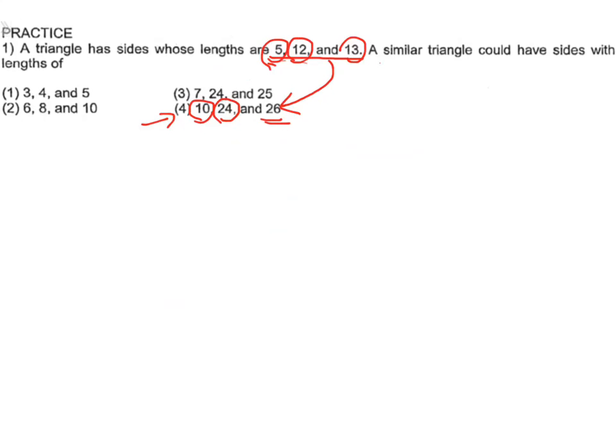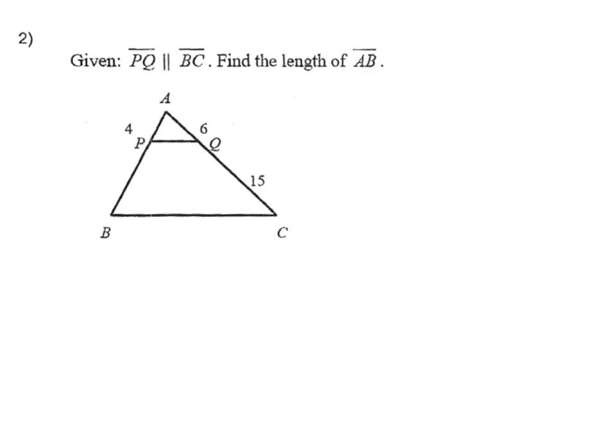If you had to write up the proportion, it would be something like this, 5 over 10. Is that equal to 12 over 24? Yes, it is. They're all halves. And 13 over 26. See? That's why the correct answer is choice 4. Now here, you can see that these are similar triangles because they're parallel.